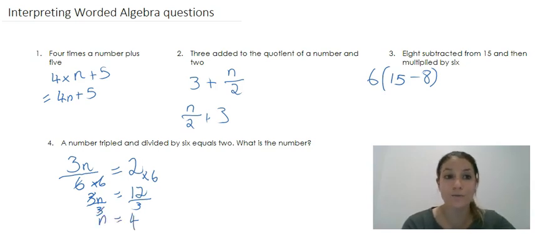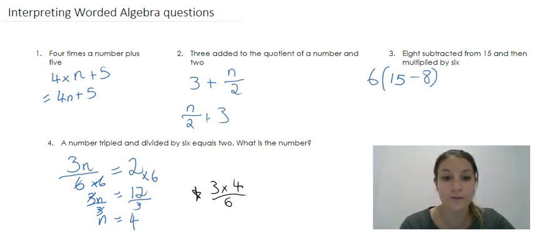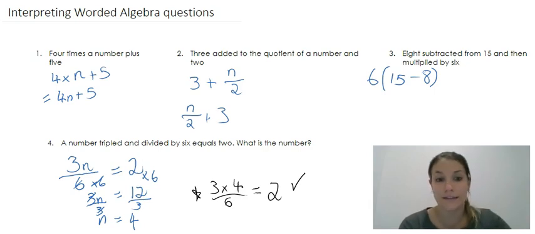Of course, then, because we know it's algebra, we need to always go ahead and do our check. So we substitute back in 3 multiplied by 4 divided by 6, and we know 3 times 4 is 12, divided by 6 equals 2. And are we correct? Yes, we are. Remember, this is a worded question now, so we always need to keep with the therefore answer. Therefore, the number equals 4.